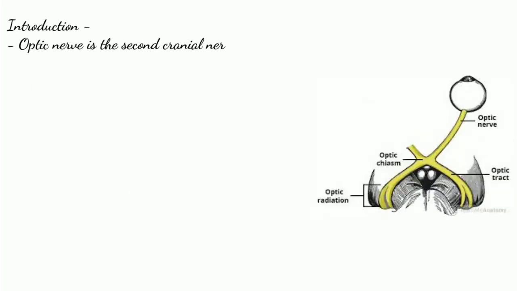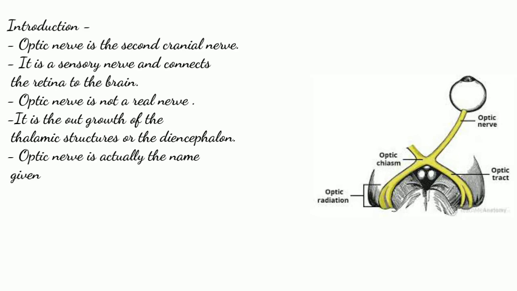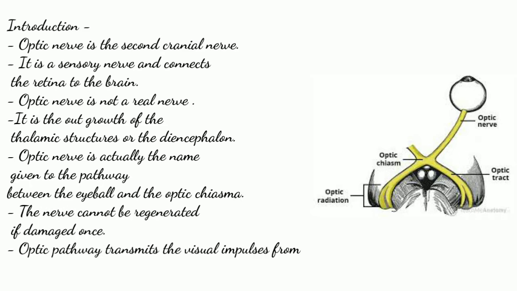Now let's start with the topic. So optic nerve is the second cranial nerve. It is a sensory nerve that connects the retina to the brain. Optic nerve is a name given to the pathway between the eyeball and the optic chiasma. It is not a real nerve and it is the outgrowth of the thalamic structures. And this nerve doesn't regenerate if it is damaged. The optic pathway transmits the visual impulses from the retina to the brain.